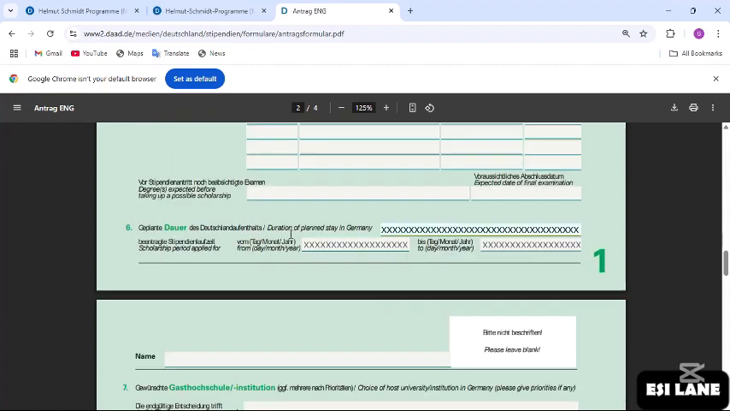Then this part is duration of planned stay in Germany. So you write the duration of your program plus the number of months they've stated that you're going to study the German, because you're going to go earlier for the German language course before you start the program. So you write that duration. For instance, if it's 1 year 6 months, you write 1 year 6 months. Then it says scholarship period applies for from day, month, year. So the day, month, year the program is starting, and then when the program ends.